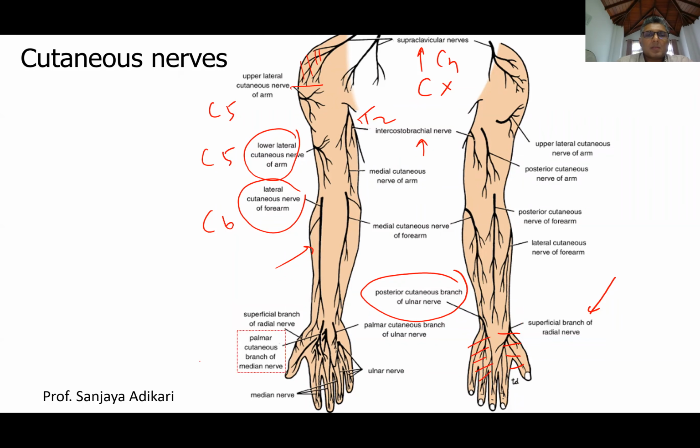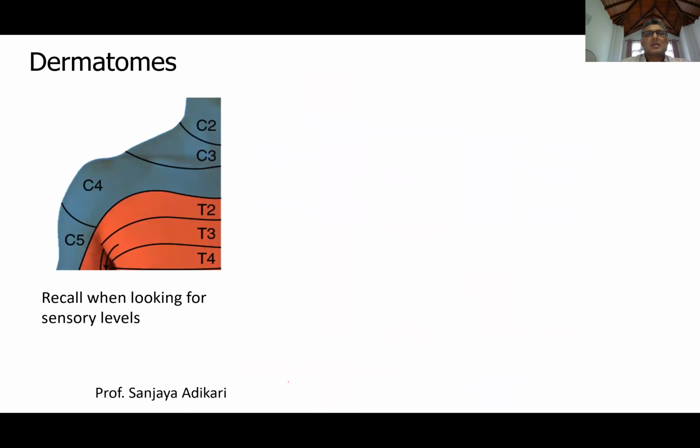Then the other important thing is the palmar cutaneous branch of the median nerve, which goes superficial to the carpal tunnel here and supplies the skin over the thenar eminence on the palm, which is an important branch in carpal tunnel syndrome at least.